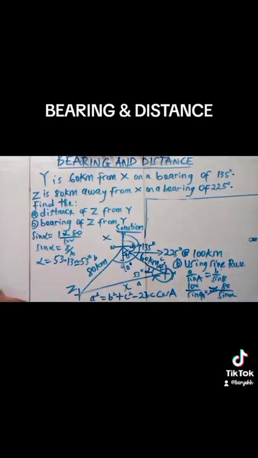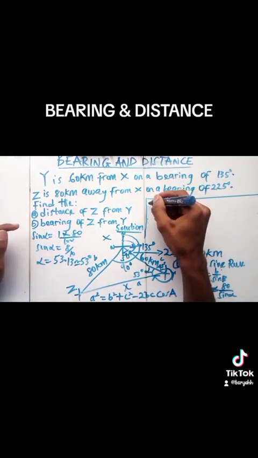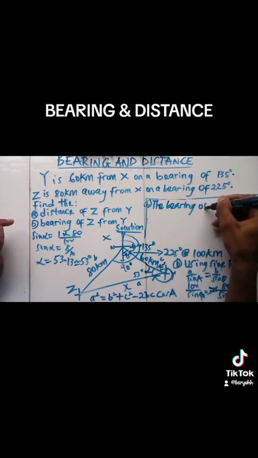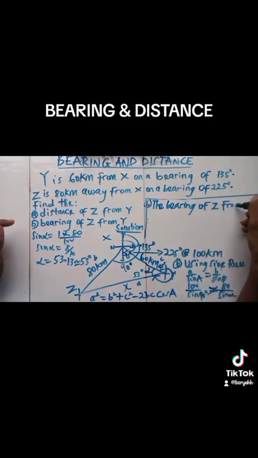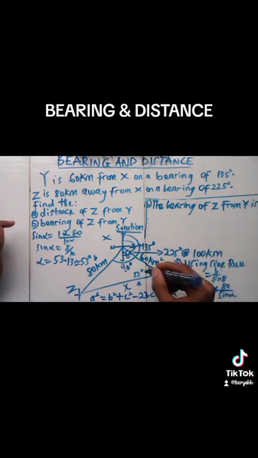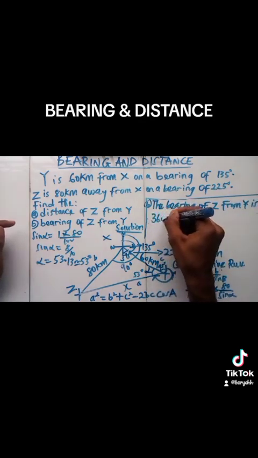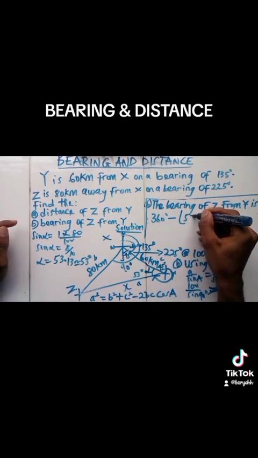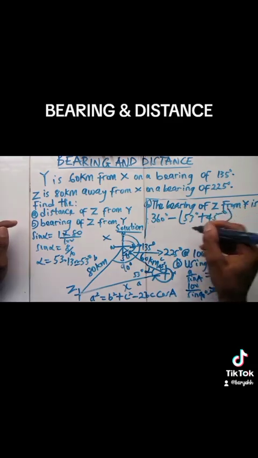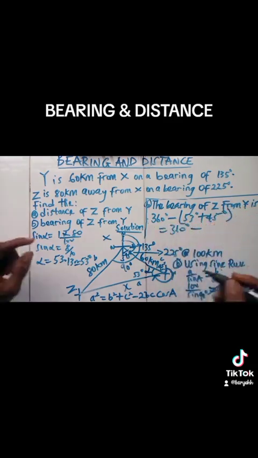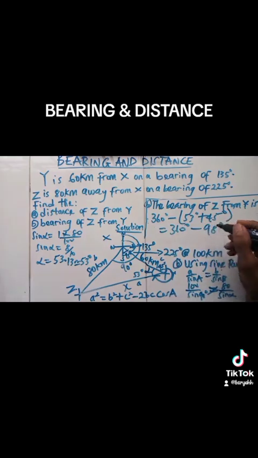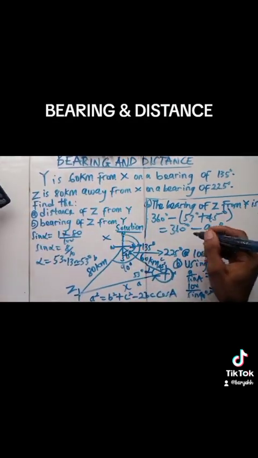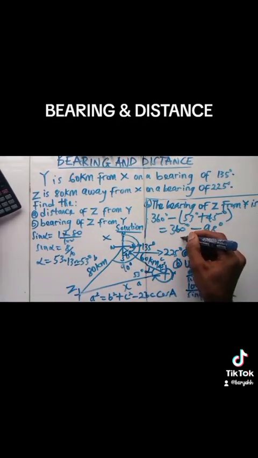So I will have it that the bearing of Z from Y is, the total angle at this point is 360 degrees minus this one and this one, so minus the addition of these two. That is 360 degrees minus 53 degrees plus 45 degrees, and that is simply 360 degrees minus 98 degrees. So 360 minus 98 is 262. Therefore, the bearing of Z from Y is equal to 262 degrees.